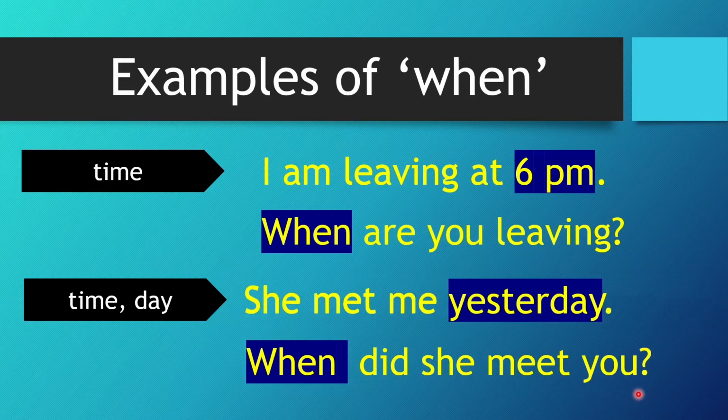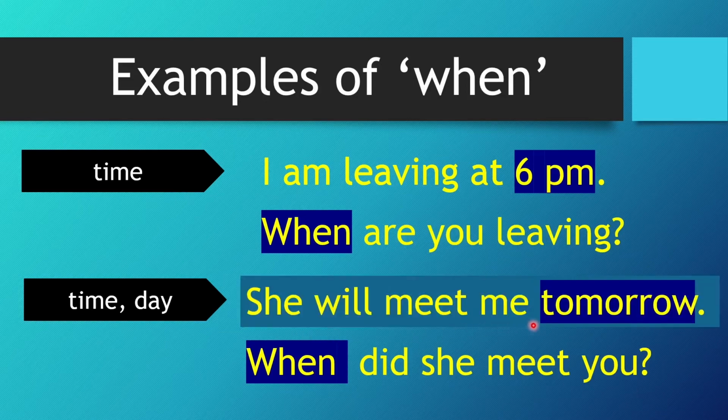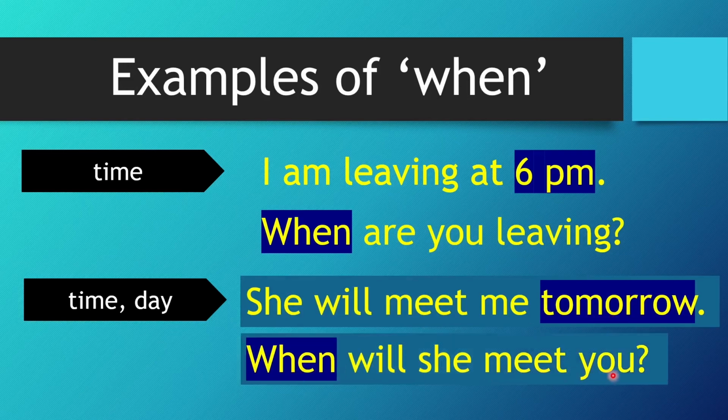I hope it's clear to you. If I give you a different sentence where it will show future tense, then what will you do? Don't worry, I'm giving you an example. She will meet me tomorrow. Here, the sentence will become, when will she meet you? Because we know will is the modal auxiliary verb. So after when there will be the modal auxiliary will. After that the subject she and the present form of the main verb meet. So whenever you are changing the sentence, you have to just focus on subject verb agreement.